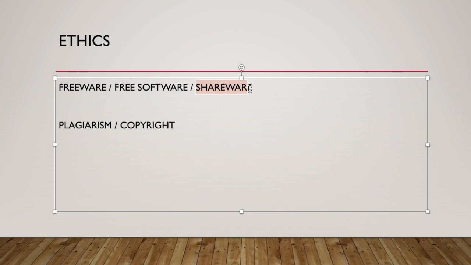And then the difference between plagiarism and copyright. So plagiarism, pretending you've written something that you haven't, passing off someone's work as your own. And copyright, using someone else's work in something you have produced without asking for permission. You're not necessarily saying you did it, but you've used it without asking them.